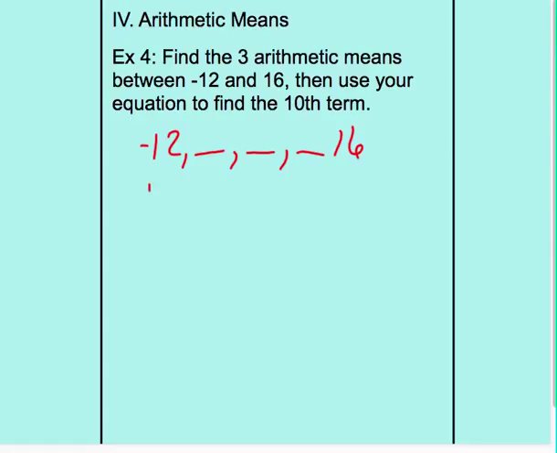So the nth term, or the last term, equals the first term plus the common difference, which we don't know, times the number of terms minus 1. Well, I see 5 terms sitting up there. Minus 1 is 4. So we're going to add 12 to both sides. And dividing by 4, we get that our common difference is 7.